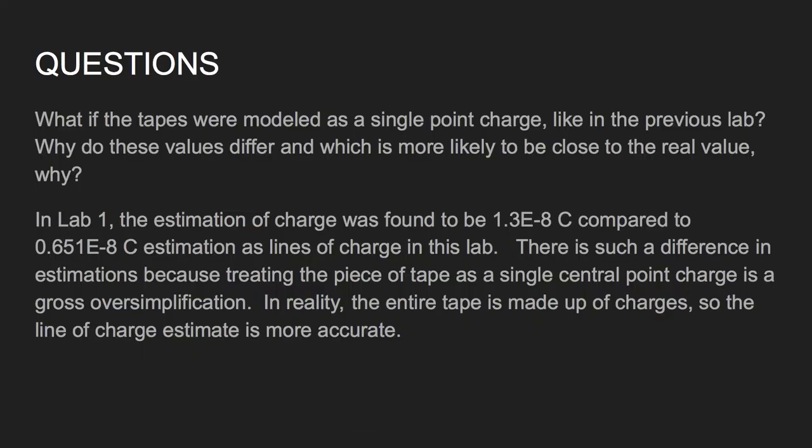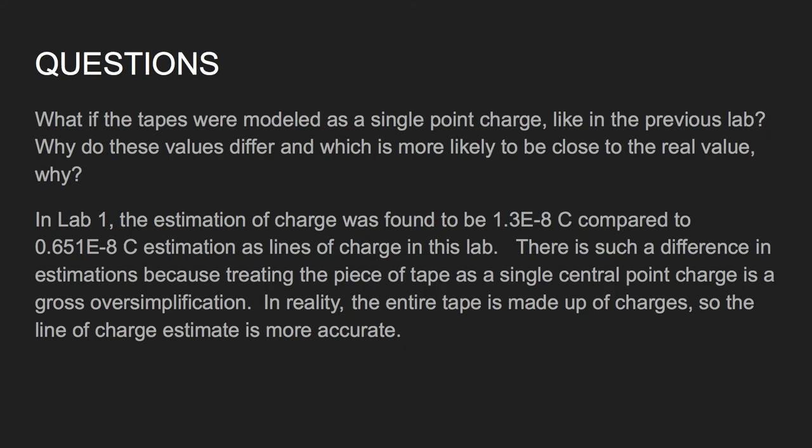And then the questions: if the tapes were modeled as a single point charge like the previous labs, why do these values differ? Which is more likely to be the real value and why? So in lab 1, the charge was found to be 1.3 e to the negative 8 coulombs compared to 0.651 e to the negative 8 coulombs as it was estimated through the lines of charge.